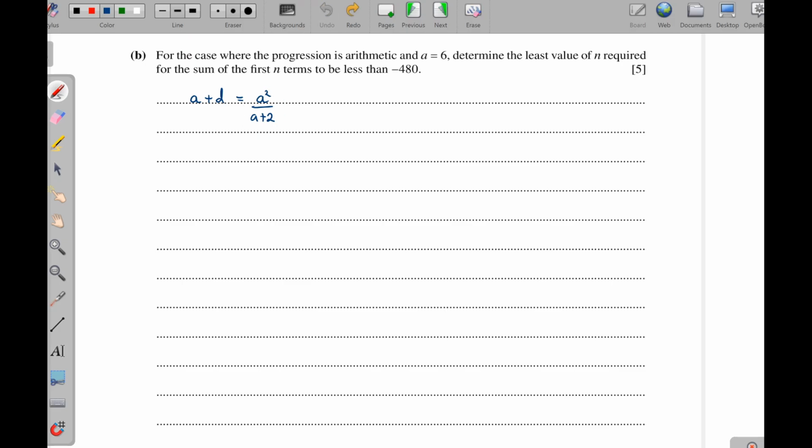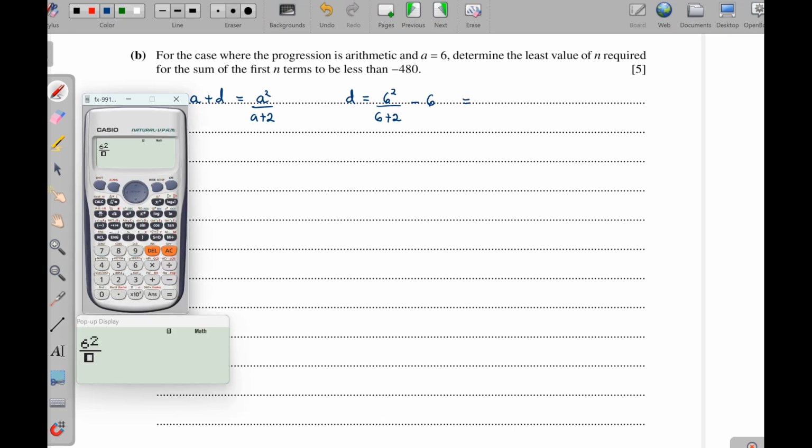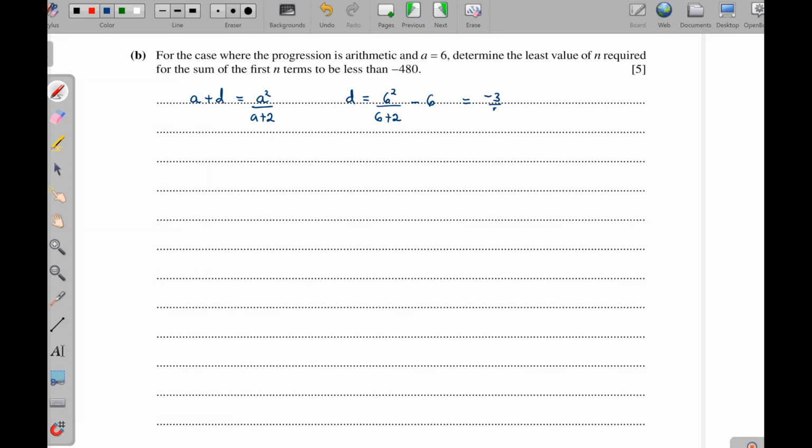Over a plus 2. So a is 6. So d is going to be equal to 6 squared over (6 plus 2). Then from there, we subtract the a when it crosses, which is the 6. So altogether, what is our d? 6 squared, then we divide by 6 plus 2, that is 8, then minus 6, that will be negative 3 over 2, negative 3 over 2. Now, the sum of the first n terms of an arithmetic progression is n over 2 into (2a plus (n minus 1)d). Not so?